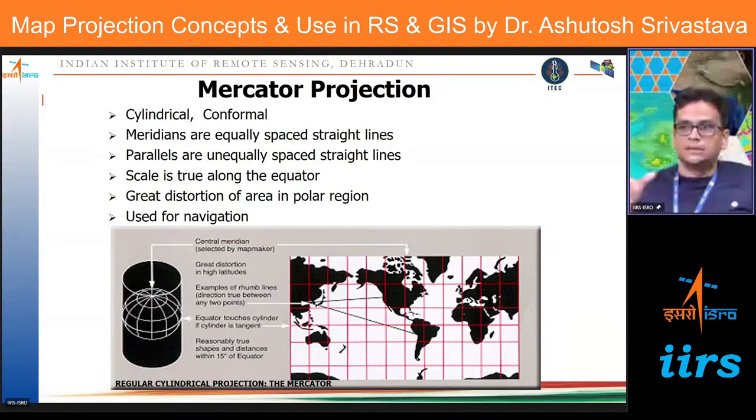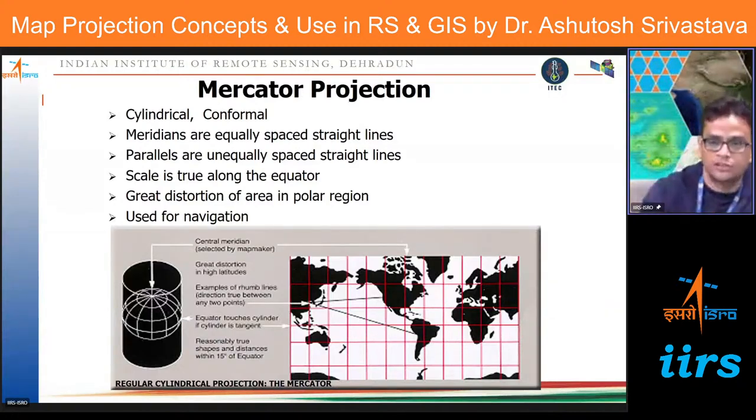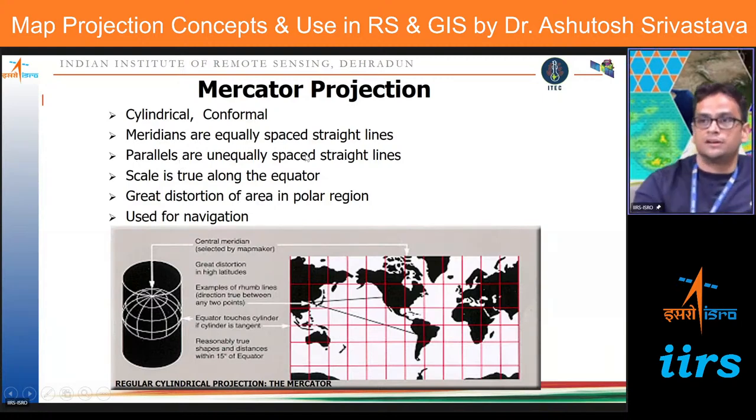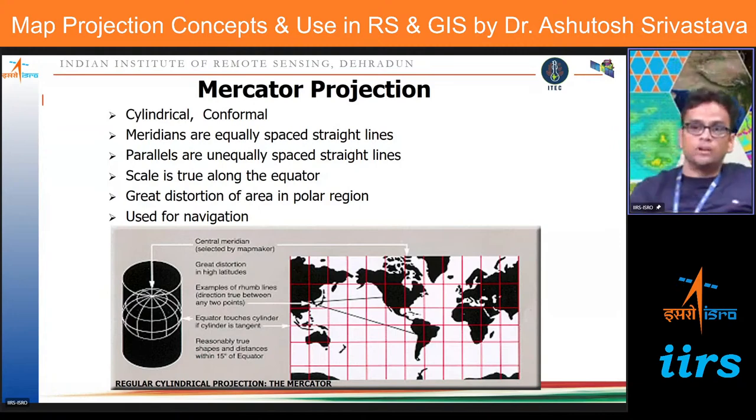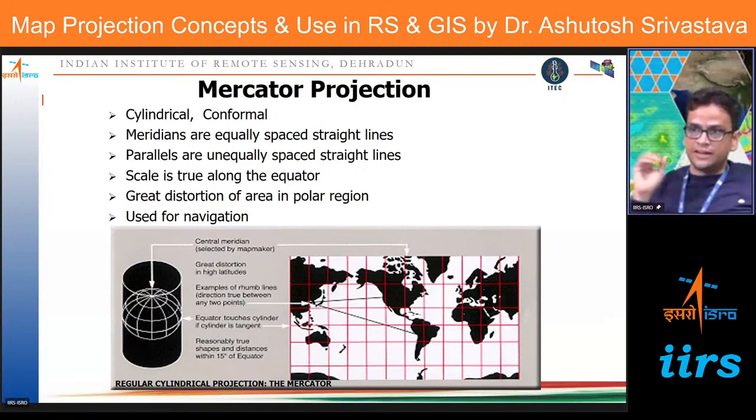Conformal means its shape will be preserved. Meridians are equally spaced straight lines. Meridians are basically longitudes, so these are equally spaced straight lines when you are projecting. You can see in the figure these are equally spaced straight lines. Parallels, the latitudes, are unequally spaced straight lines. It can also be seen here. Then the scale is true along the equator. As I was discussing, when it is a tangent case, it will just touch that line on the surface of the cylinder.